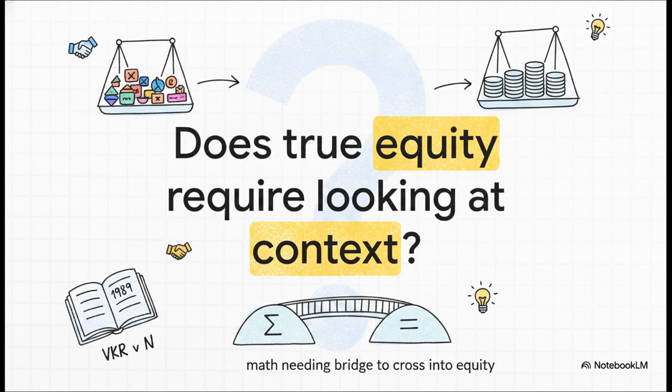Which leaves us with a pretty provocative question for you to ponder about your own modern workplace. Does true equity in today's workforce require looking at context, rather than just demanding identical paychecks on paper? VK Rama Rao v. Nabard showed us way back in 1989 that fair isn't always identical, and sometimes math needs a bridge to cross over into actual equity. It's the exact same fundamental friction driving why pay disputes happen today.